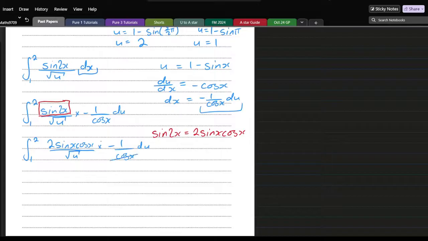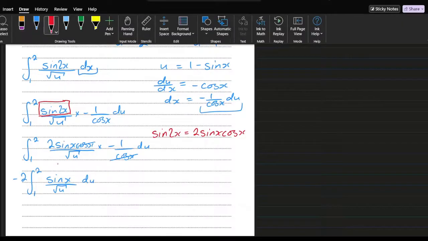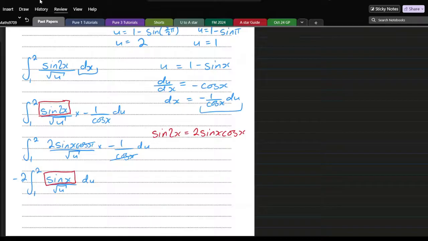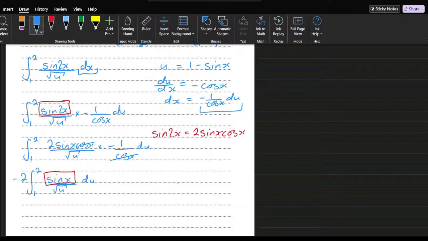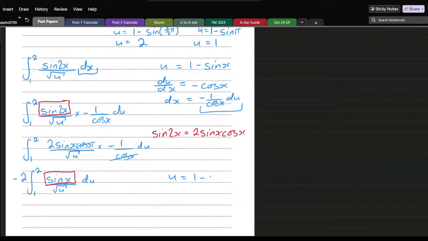And so this cos x would cancel with that cos x, and so it means we've got the integral from 1 to 2 of, I'll put the negative 2 outside, sine x over root u, and this is with respect to u. Okay, and finally we have to get rid of the sine x that we have here. That's the last thing that is in terms of x. Okay, so our substitution is u is 1 minus sine x. So we need to make sine x subject of the formula. So sine x would be equal to 1 minus u.